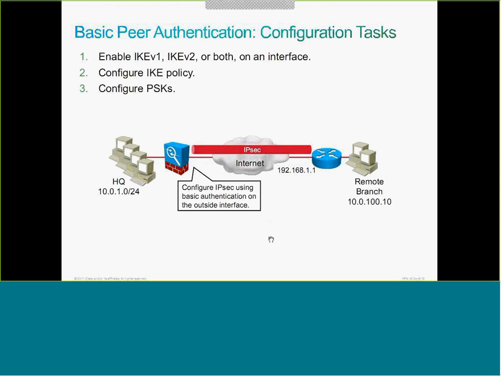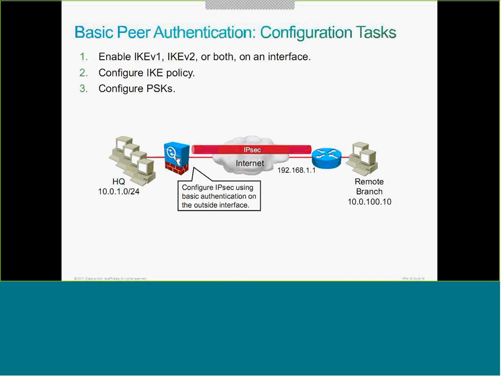So talking about the configuration task, like I mentioned, you have to first of all clearly define whether you want to use IKE version 1 or IKE version 2, or in some cases you may want to use both of them. Again, it all depends on what kind of scenario you have at hand. Now, typically you would enable IKE version 1 or IKE version 2 on the external interface, like in this example, the interface which is connected to the internet. So you have to specifically make sure that it has been enabled on the external facing interface.